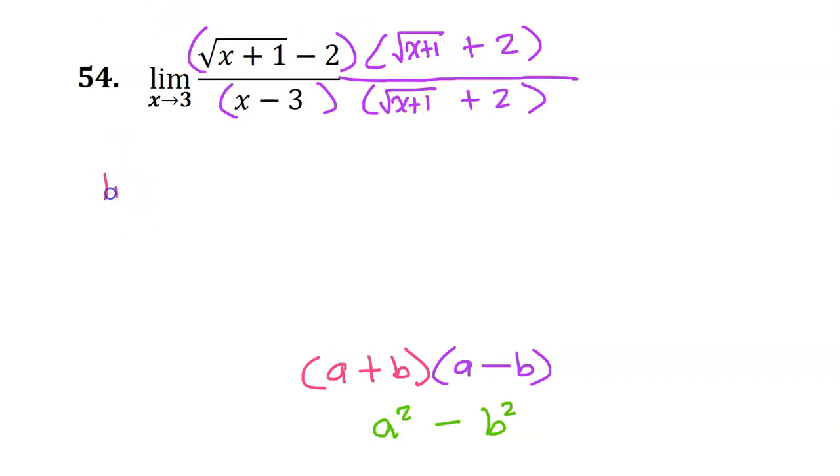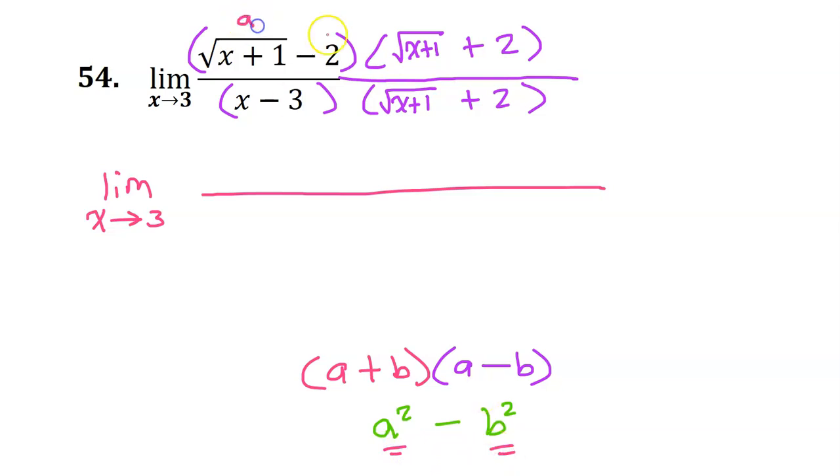So this will equal the limit as x approaches 3 of. Okay, so we're looking for a squared minus b squared. And this is a, and this is b right here. So a squared, if you take the square root of x plus 1 and you square it, you're just going to get x plus 1.